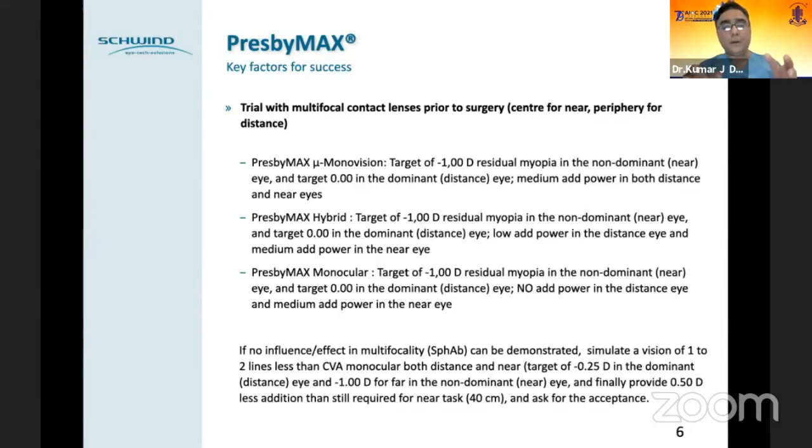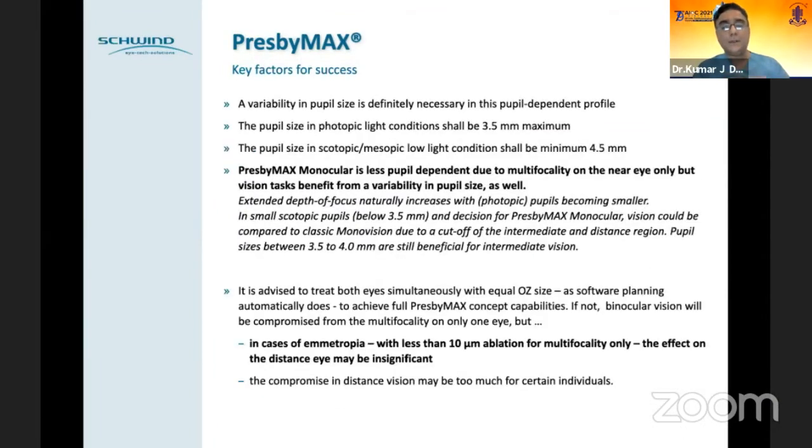So with multifocal contacts, if you are doing micro monovision, we target a minus 1 residual myopia in the non-dominant eye, which is your near eye, and a target of 0 for distance in your dominant eye. So you have a medium power in both eyes for distance and near. So this is micro monovision. In hybrid, of course, it's a little lower than what we did in micro monovision. And monocular is entirely like a dominant and a non-dominant: the dominant eye works for distance and the non-dominant eye works for near. All of this, of course, creates asphericity on the surface of the cornea, which gives additional depth. But the summary of all of this is the pupil size.